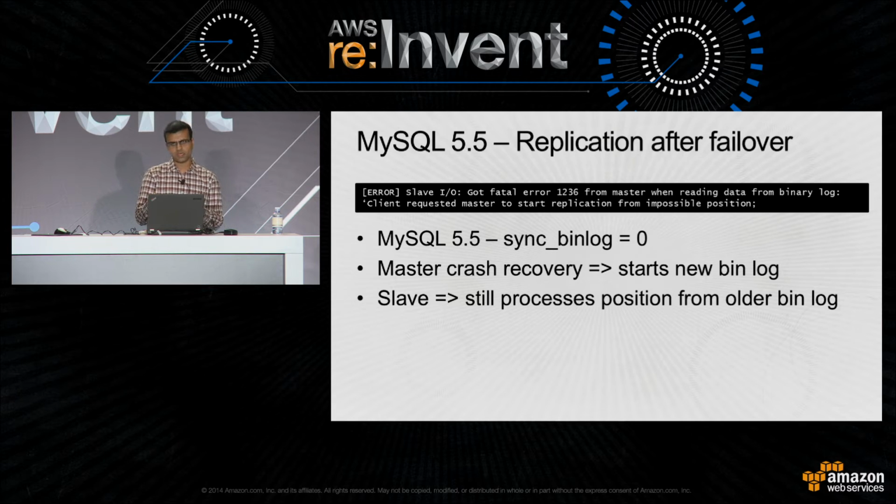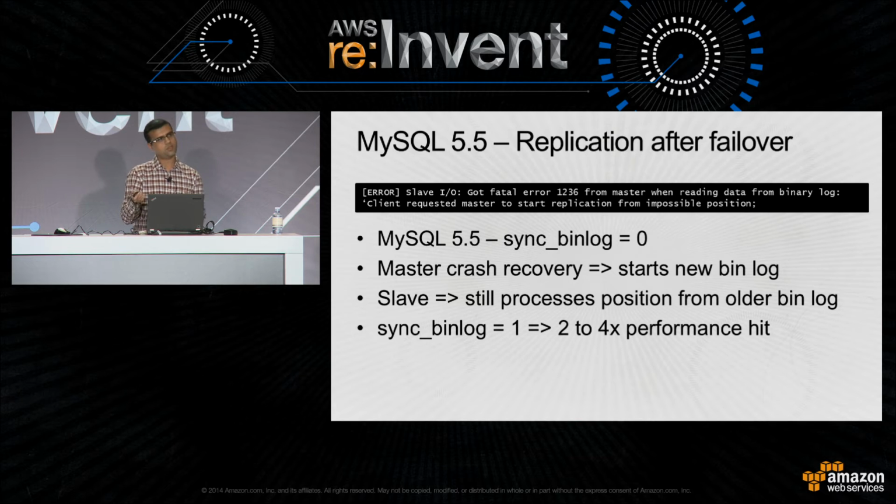And one way to get around this error is to skip to the next master log. And RDS has a stored procedure through which you can do that. Another option is you can turn sync bin log to 1. However, with 5.1 and 5.5, there's a significant performance impact when you turn on sync bin log. So this is something that a lot of customers don't end up doing. So they live with the replication issues.